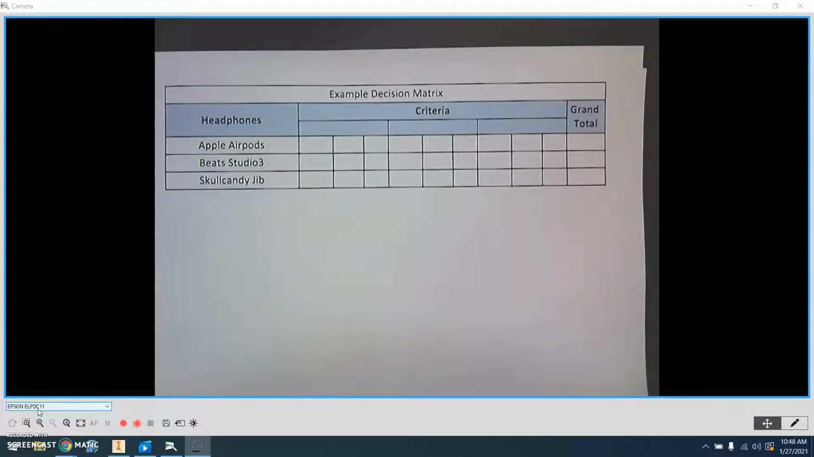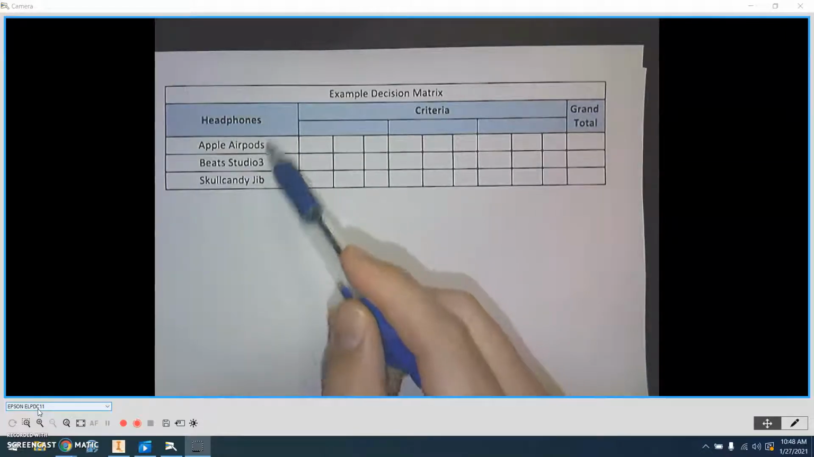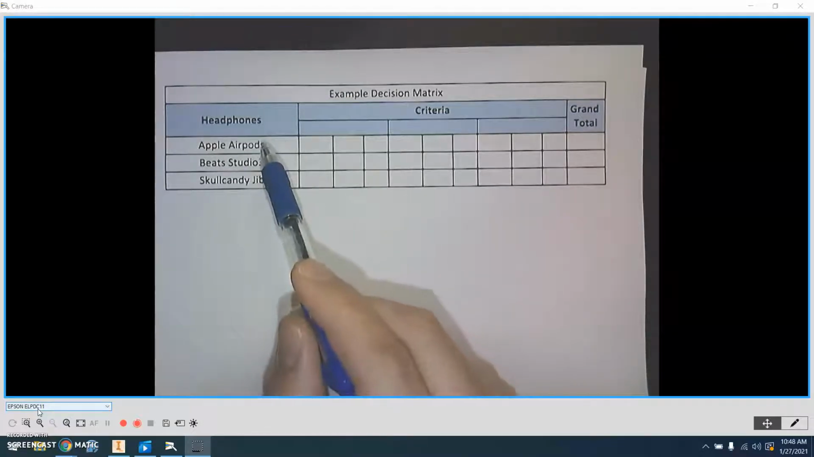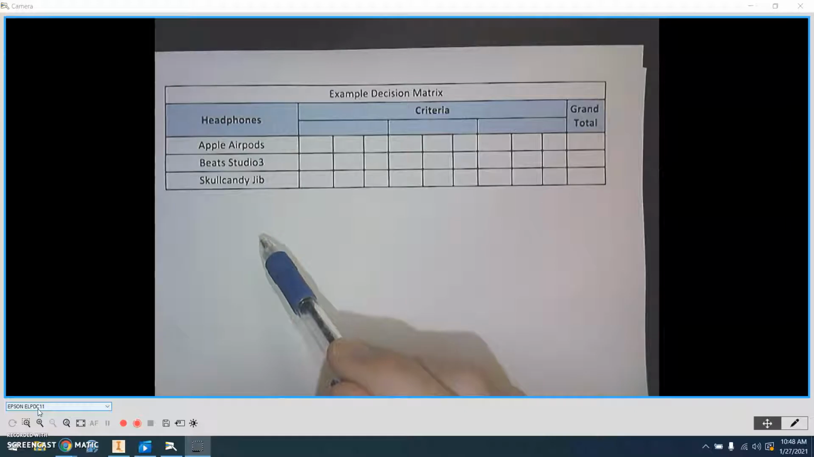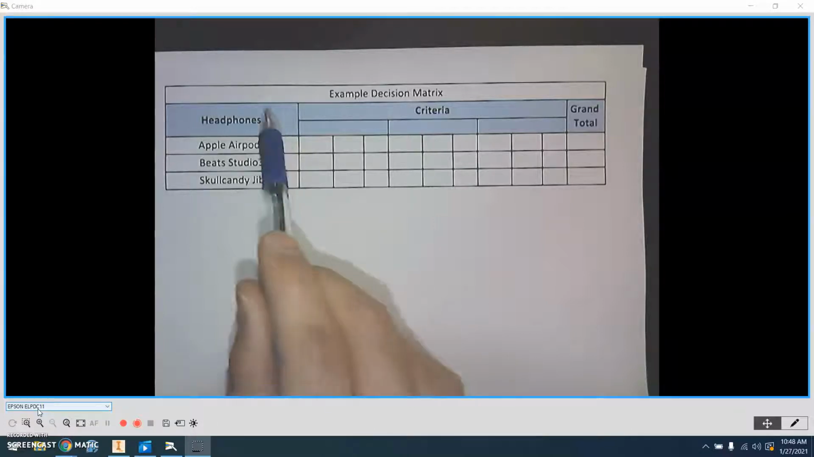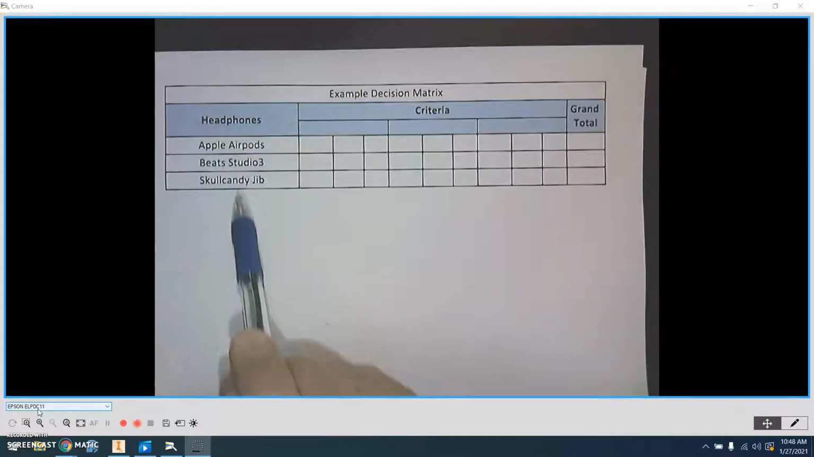So when you're filling this out, the left column is where you put the different choices that you have. So this could be the products that you're trying to choose between. This could be the designs, like airplane designs that you're choosing between. Notice I labeled that with headphones. In my example, I'm going to evaluate 3 different headphones.